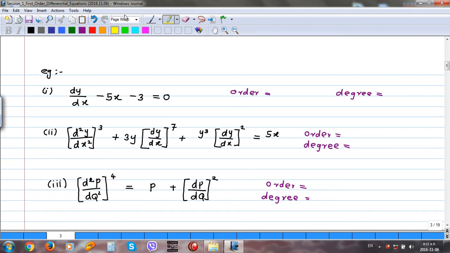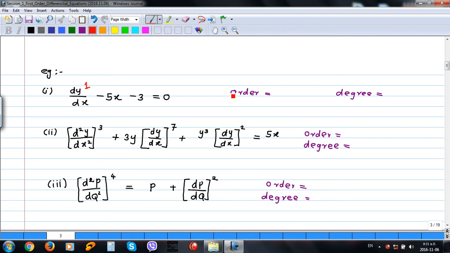These are the examples. Here dy/dx minus 5x minus 3 equals 0. Then the highest derivative is dy/dx, that is 1. Here 1 is there, we have not written it. Then the order is 1, and the degree is also 1 here.